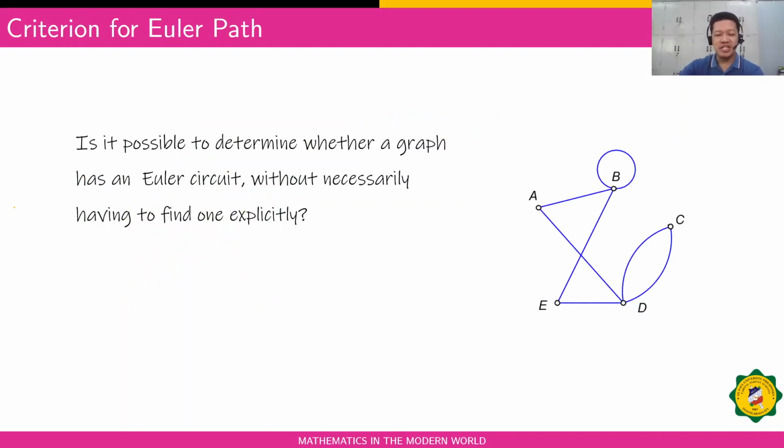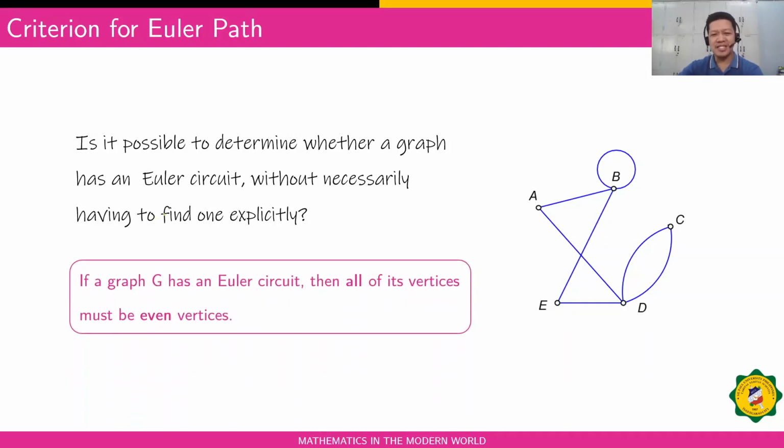So same question. Is it possible to determine whether a graph has an Euler circuit without actually tracing the graph? Yes, by using this theorem. May I read it? If a graph G has an Euler circuit, then all of its vertices must be even. Okay? So all vertices must be even vertices. It means that the degree of each vertex is even.